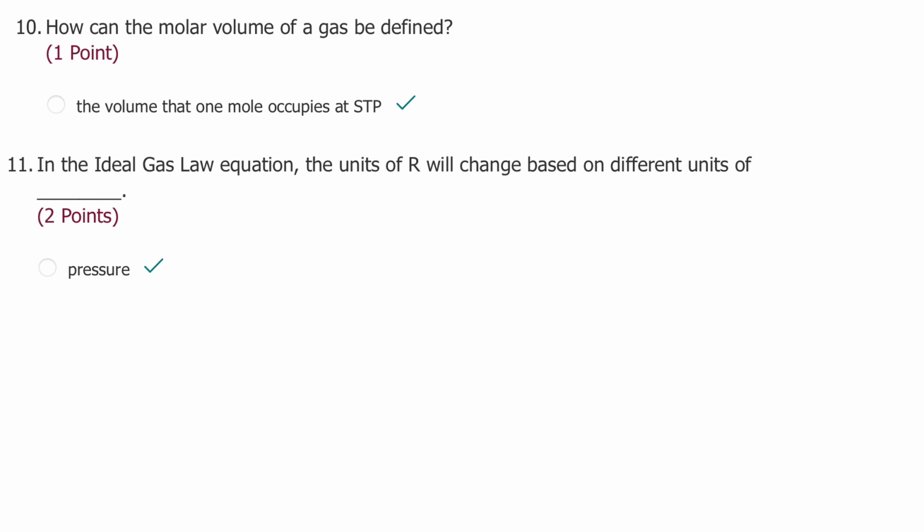So the molar volume of a gas is defined as the volume that 1 mole occupies at STP, which is going to be 22.4 liters. And the ideal gas law, the units of R are going to change based on the different units of pressure. So remember, there's 2 that you had to memorize for this test. It was the R value for atm and the R value for kPa.